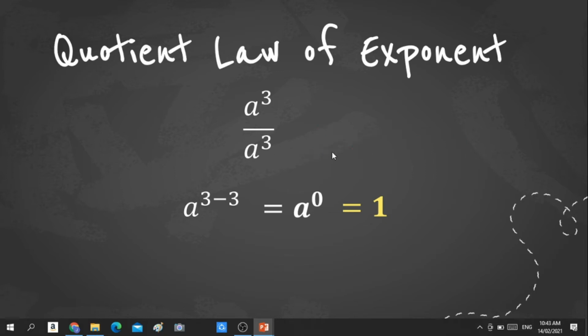Imagine, kung titingnan nyo naman, di ba, nagdi-divide tayo ng dalawang parehong number, the answer is really number 1. So, same thing sa quotient law of exponent. Same exponent in dividing this exponent, so that will give us 1. Therefore, a raised to 3 divided by a raised to 3 is equal to 1.